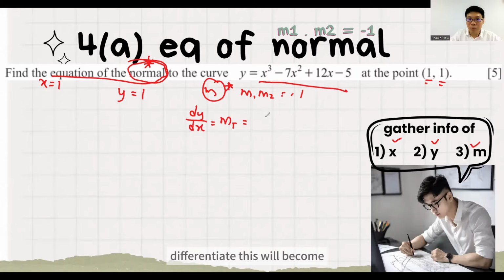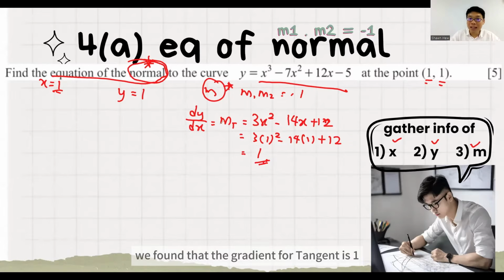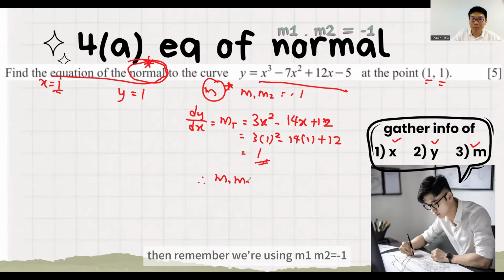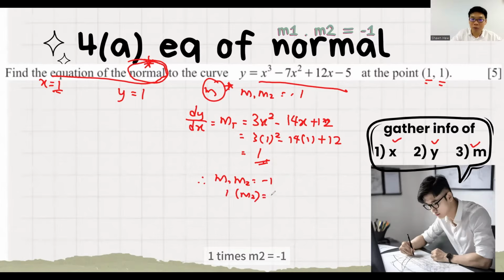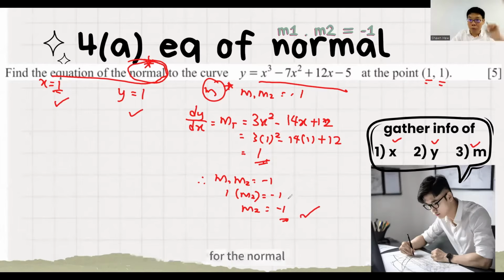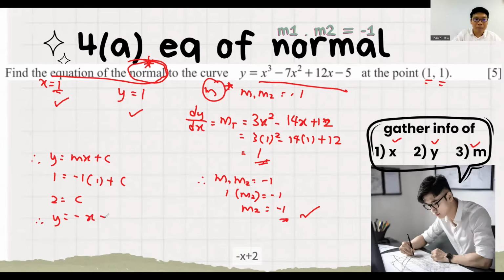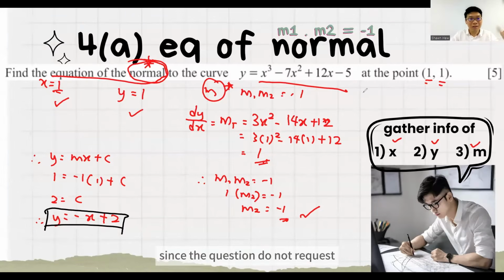We differentiate this, and it will become this. So when x is 1, we found that the gradient for tangent is 1. Then remember, we're using m1 m2 equals minus 1. 1 times m2 equals minus 1, so m2 is minus 1. So we have the information of x, y, and gradient for the normal. Then y equals mx plus c: 1 equals minus 1 times 1 plus c. So c is 2. Then y equals minus x plus 2. Since the question does not request this to be written in y equals mx plus c or any other form, we just leave it here.